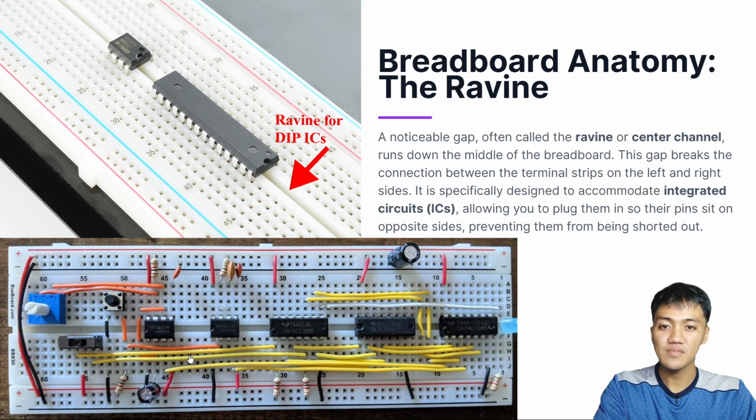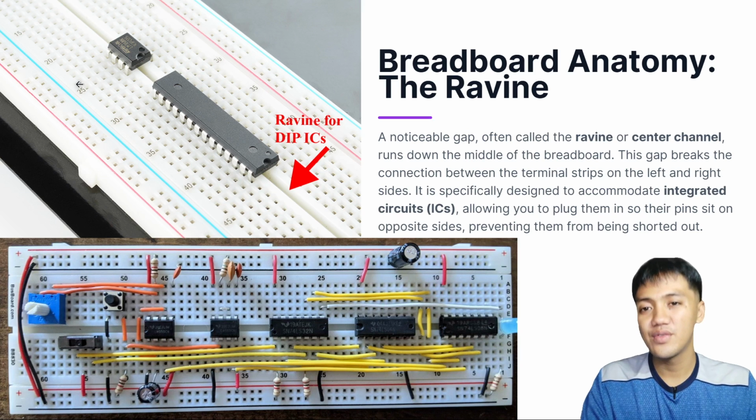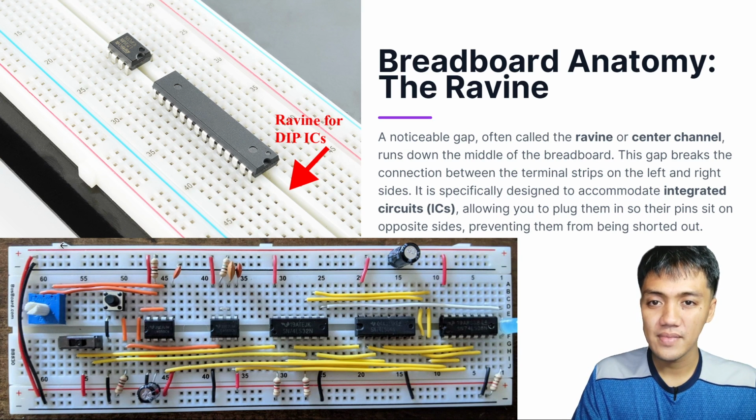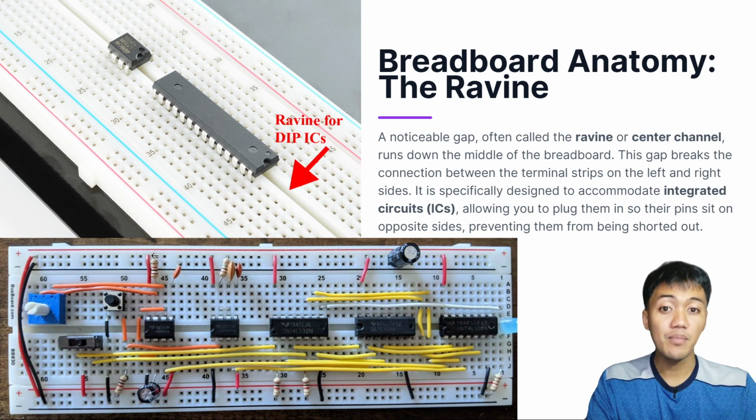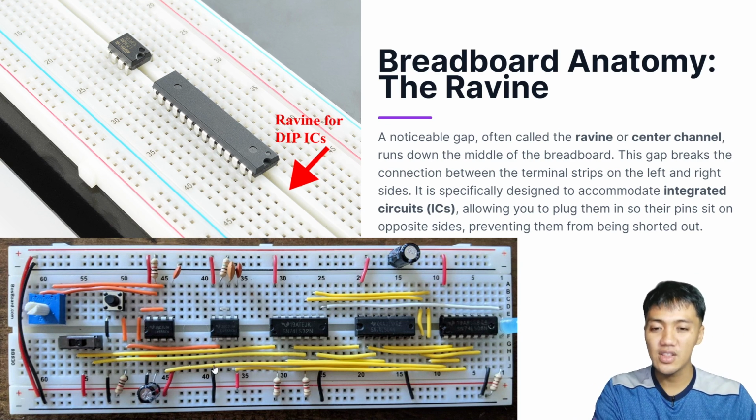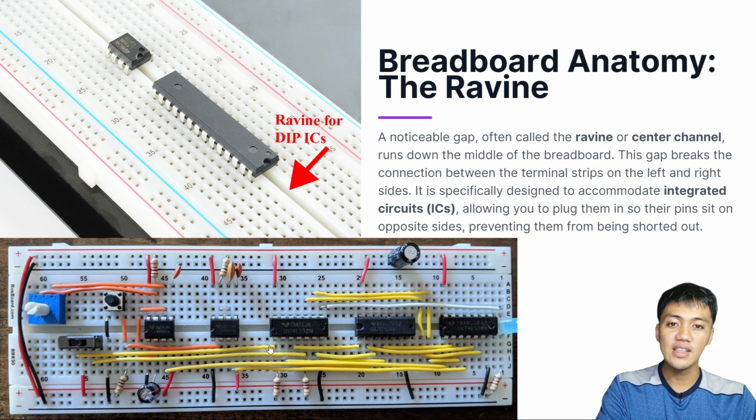Okay? Now, that is our breadboards. Again, we have your power rails, and then you have your component rails right here. And then this ravine is perfectly spaced to accommodate your integrated circuits.